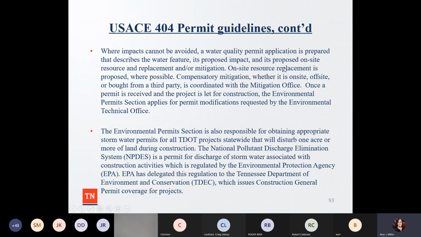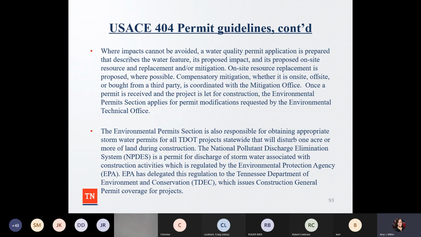So again, with these guidelines where impacts cannot be avoided, a water quality permit application is prepared. It's going to describe the water feature, what's the proposed impact, what's the proposed on-site resource replacement and/or mitigation. And then is there any kind of compensatory mitigation? Is it on-site, off-site, brought by a third party? And then once the permit is reviewed and the project is let for construction, the environmental permit section applies for permit modifications requested by the Environmental Technical Office.